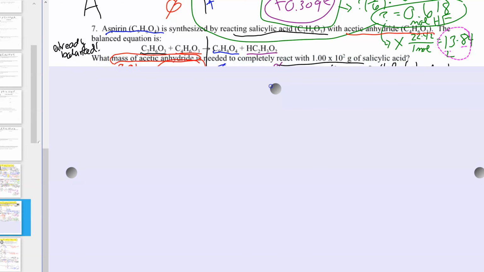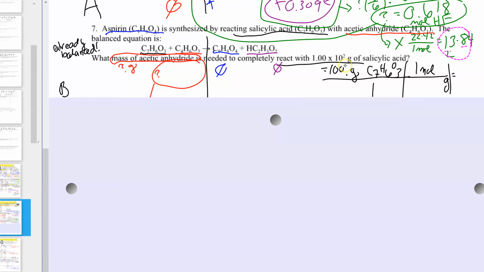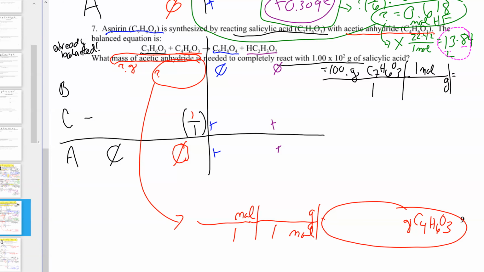They're asking us, though, what mass of acetic anhydride is needed to completely react 1 times 10 to the second grams of salicylic acid. Now we're doing a little scientific notation test here, Anya. So 1 times 10 to the second, move the decimal twice, is actually 100 grams, 100 point, if you want to get sig fig technical here. Okay, so let's look at the scratch work before we get too far into this.